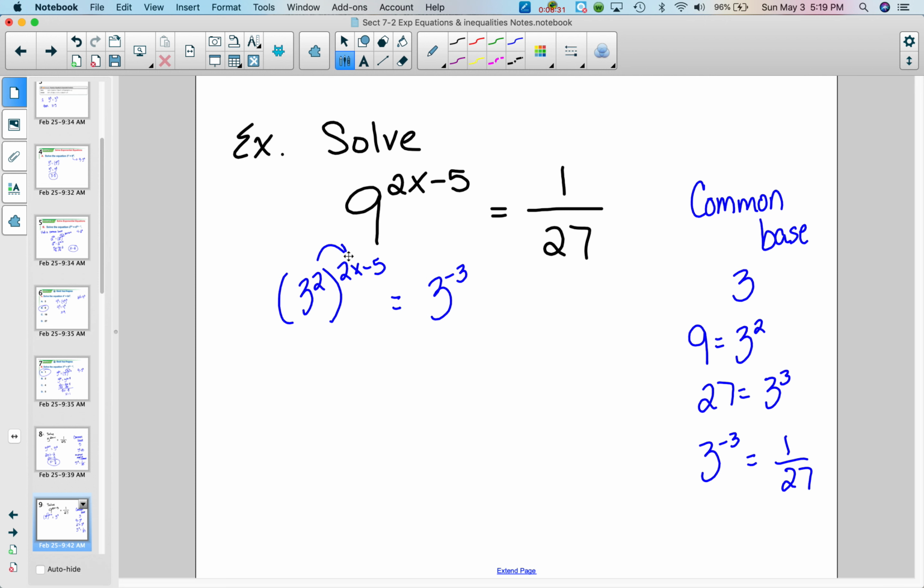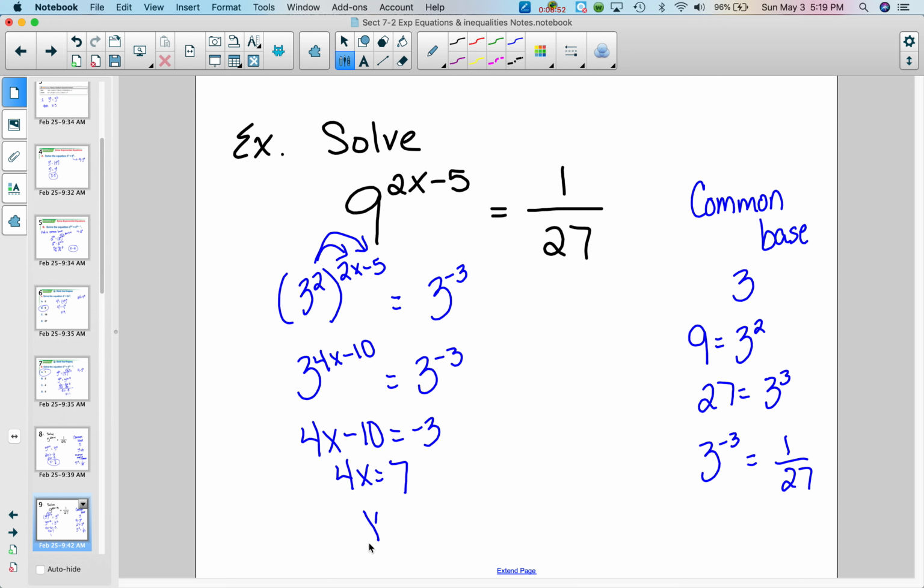So then you're going to distribute the power. So we have 3 to the 4x minus 10 equals 3 to the negative 3. And then once you have a common base, then you can set the powers equal to each other and solve for x. So you add 10 and you get 7. So we get x equals 7/4. And again, it's okay to get answers like that.